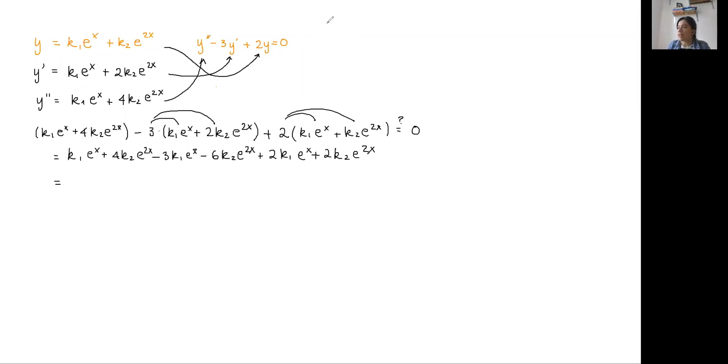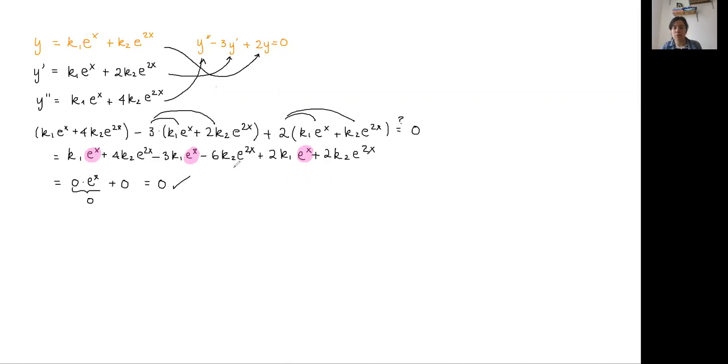All right, so here I'm going to combine all the terms that have an e to the x. That's k1 minus 3k1 plus 2k1, which ends up being just 0. So 0 times k1 times e to the x becomes 0 over here. And then plus, I combine the terms that multiply e to the 2x. So I have 4 minus 6, which is minus 2, plus 2, and that's also equal to 0. So this whole thing, everything cancels out, and it is actually equal to 0.